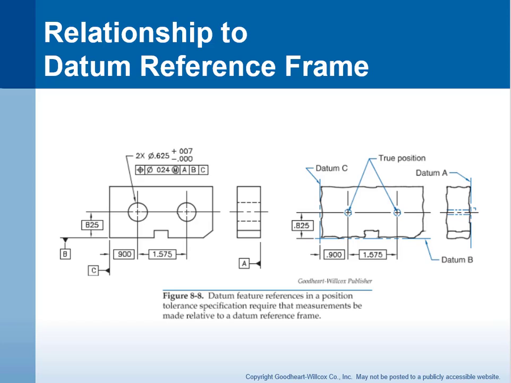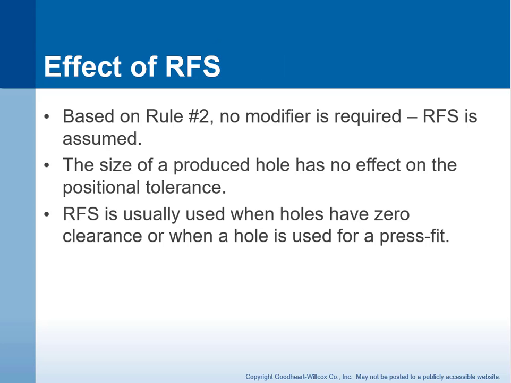Okay, let's talk about the effects of RFS versus the effects of MMC. Okay, so based on Rule 2, no modifier is required. RFS will always be assumed. That's Rule 2 of GD&T. The size of the produced hole has no effect on the positional tolerance. RFS is always used when holes have a zero clearance or if a hole is used for a press fit or etc., etc. What we're looking for is parts in their proper location for RFS.